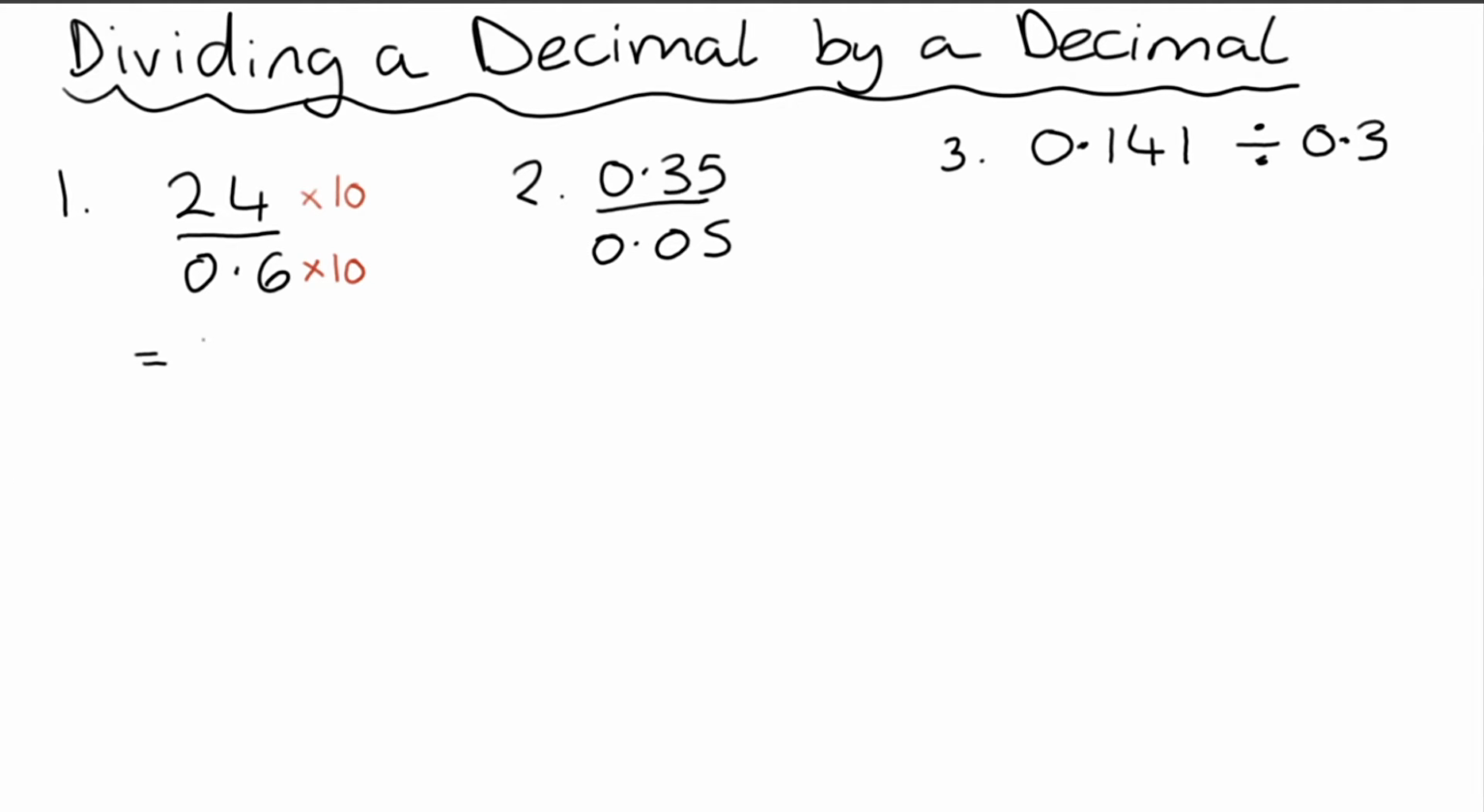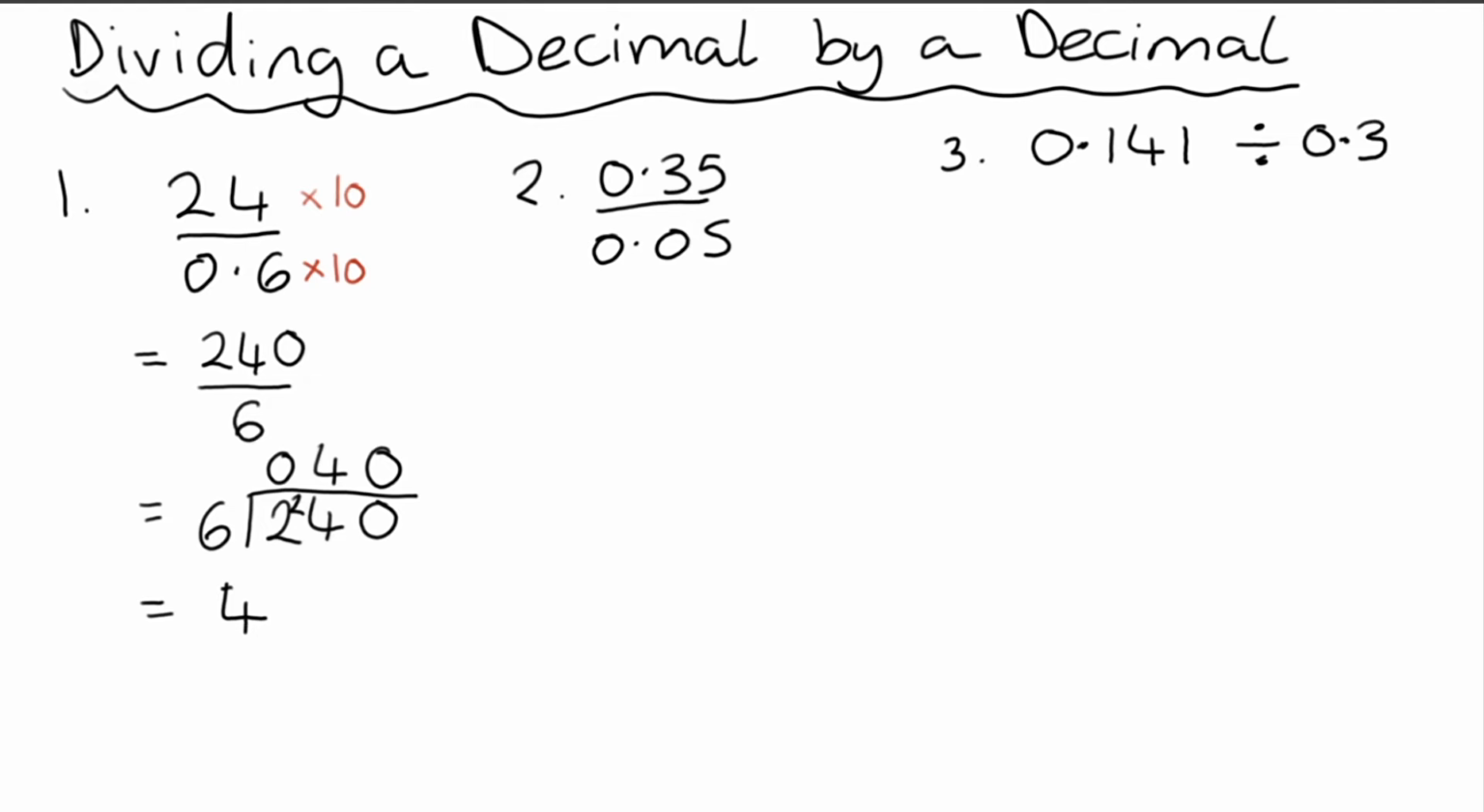So that will give us 240 divided by 6, which we can work out. I'll just set it up like a division. 6 doesn't go into 2, carry the 2. 6 into 24 goes 4 times. 6 into 0 goes 0 times. The answer is 40.